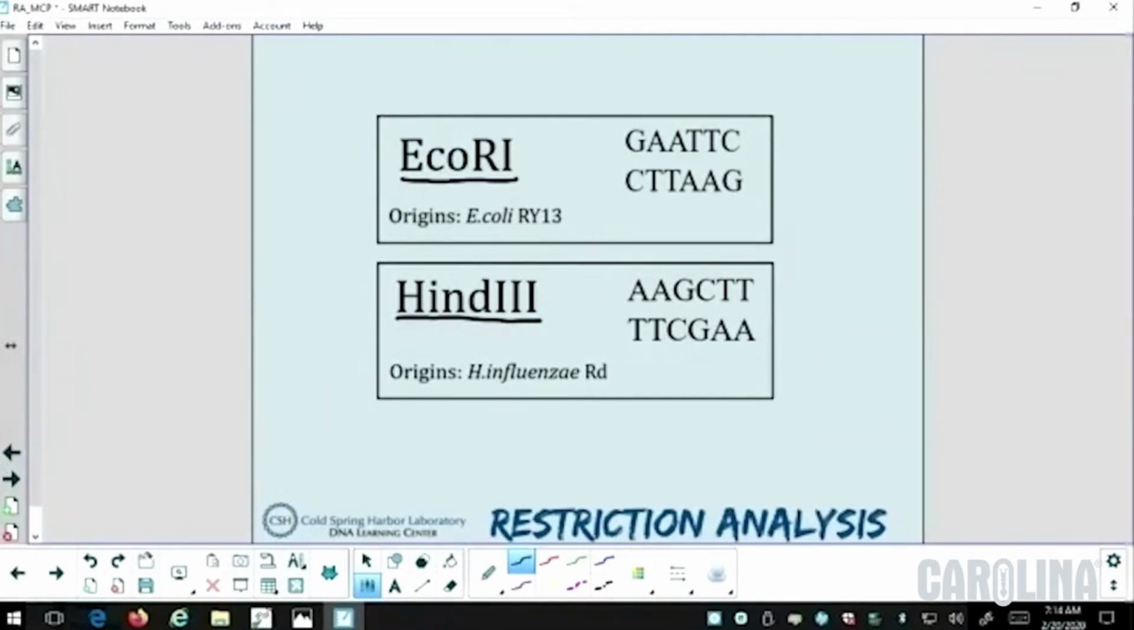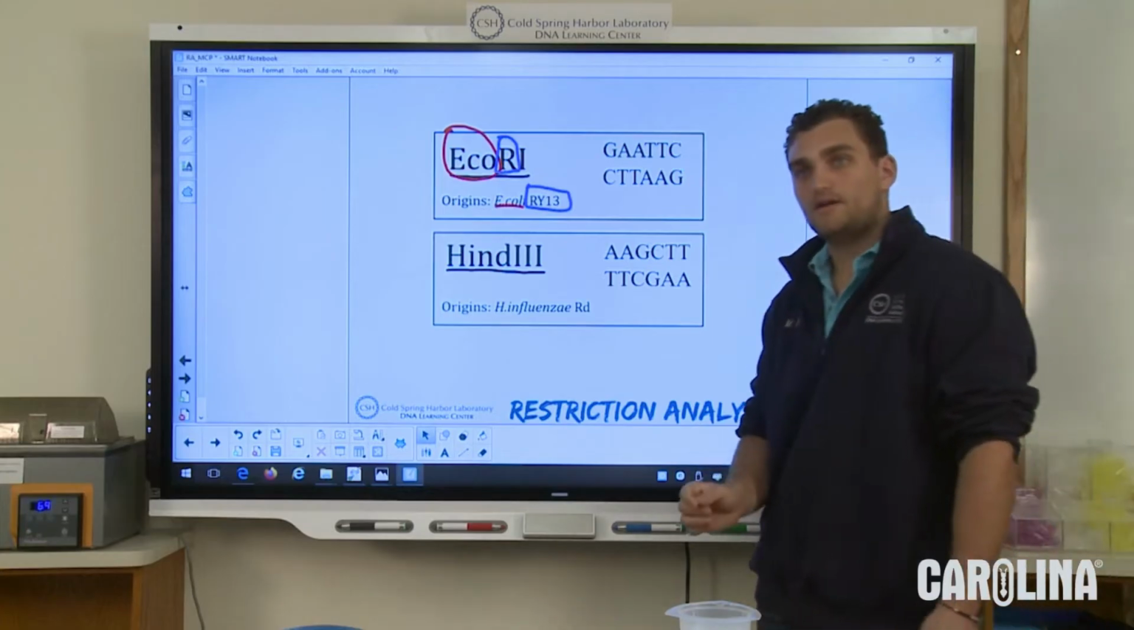Now, EcoR1, the reason that it's called EcoR1 is because it was originally found in E. coli, in the RY13 strain, so that's where the R comes from, the RY13 strain, and the 1 is because it was the first one found. So the 1 is because it is the first one found in there.